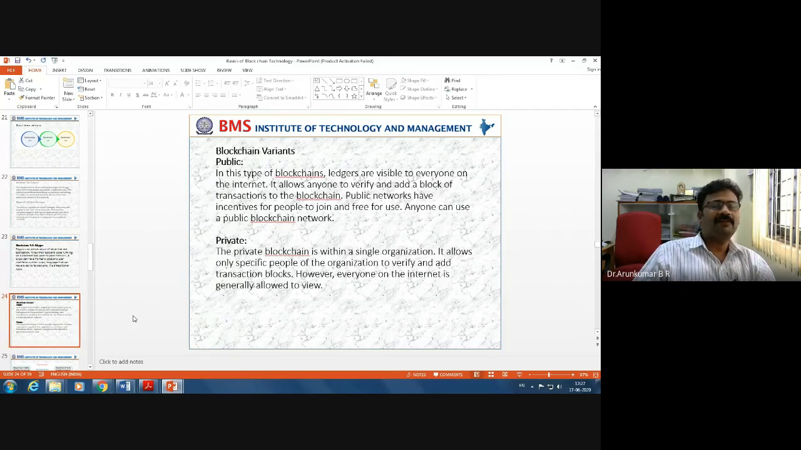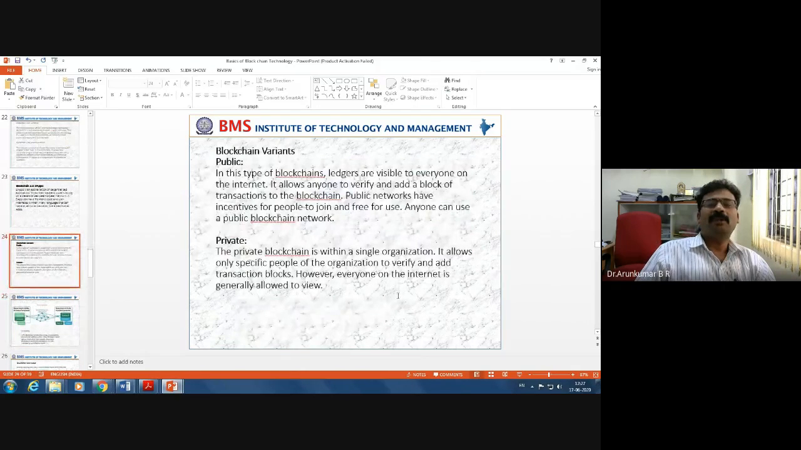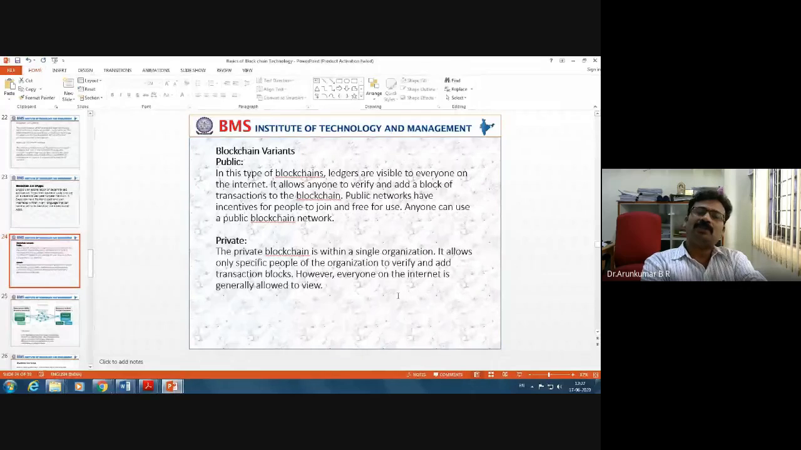Mainly, we classify blockchains into public blockchain. In this type of blockchain, ledgers are visible to everyone on the internet. It allows anyone to verify and add a block of transactions to the blockchain. Public networks have incentives for people to join and are free to use. Anyone can use a public chain network. A private chain is within a single organization. It allows only specific people of the organization to verify and do the transaction blocks. However, everyone on the internet is generally allowed to view it.